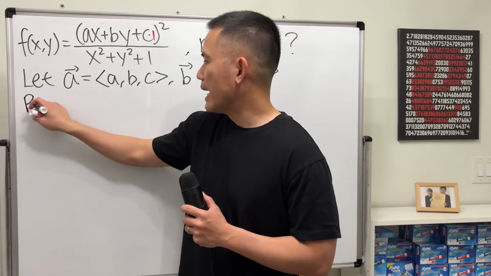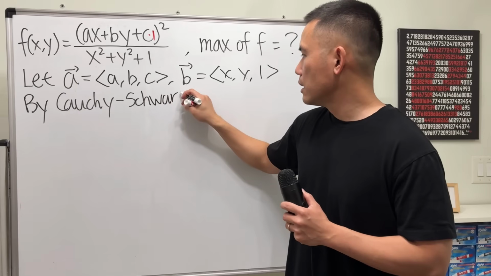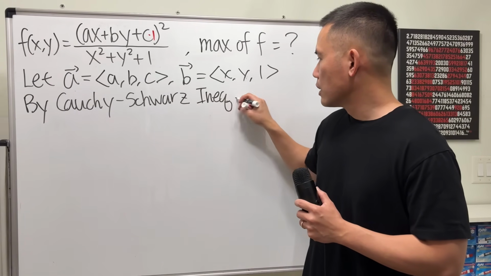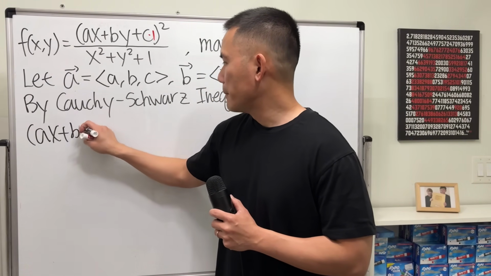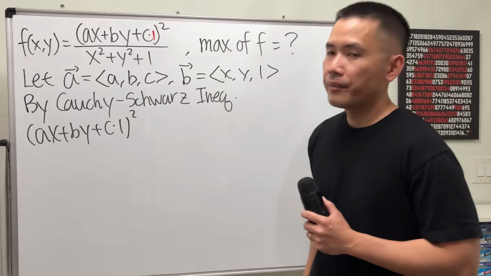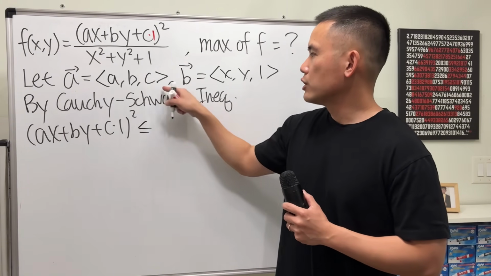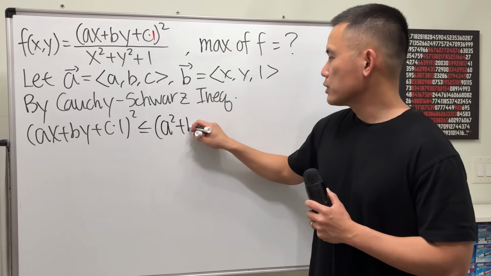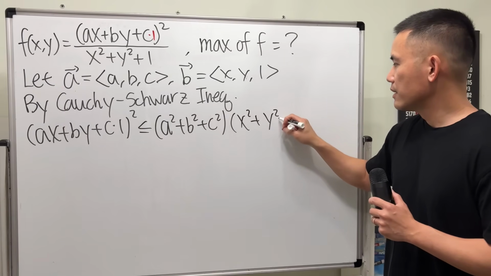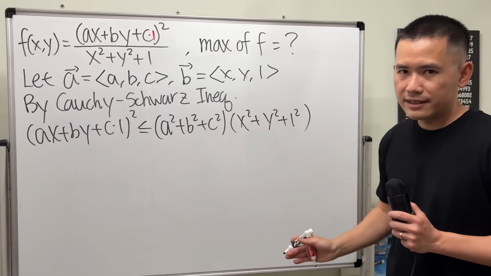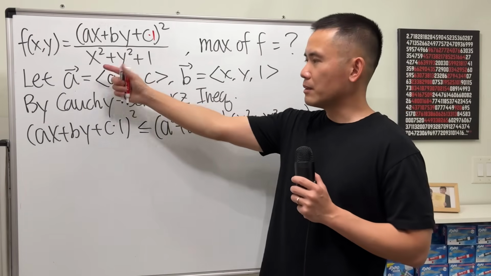Okay, then by Cauchy-Schwarz, we get the following. Just do the dot product and square that, so we get (ax plus by plus c times 1) squared. That's what we got from the left hand side earlier. This will be less than or equal to: now, square each component and add them up. So a squared plus b squared plus c squared, times the same thing right here. And now this is so nice, because this is exactly what we have on the top, and this is exactly what we have on the bottom.